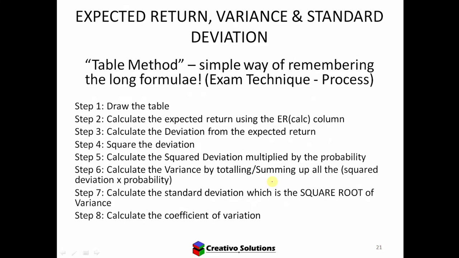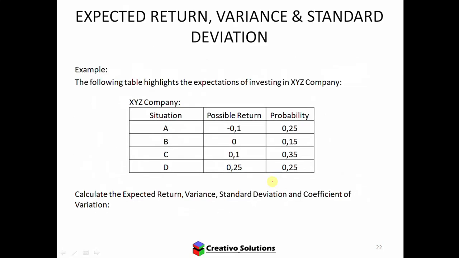When we're looking specifically at the table method, you have to draw the table first, and that comes from the information in the question. So in this example, you've got 4 different situations: situation A, B, C, and D. And then you have all of these different returns. That would be the return, and this is the probability.